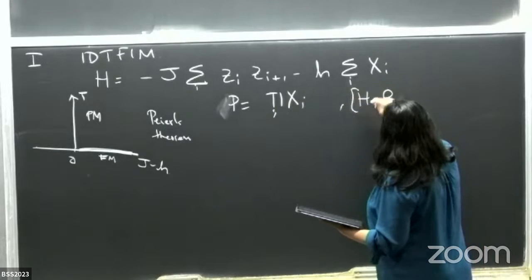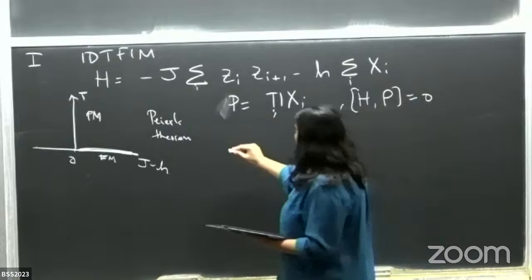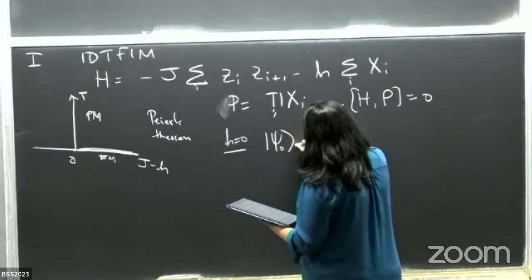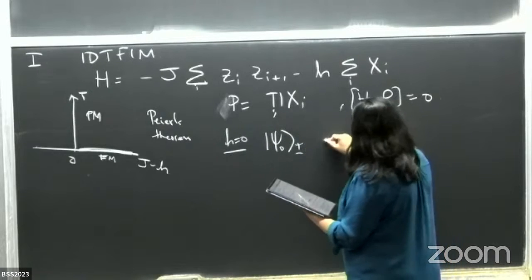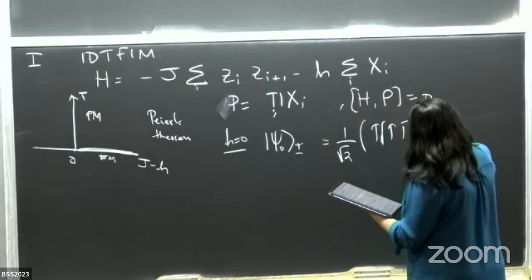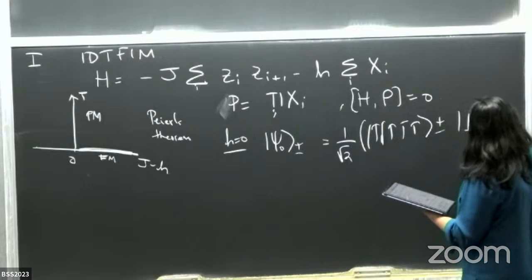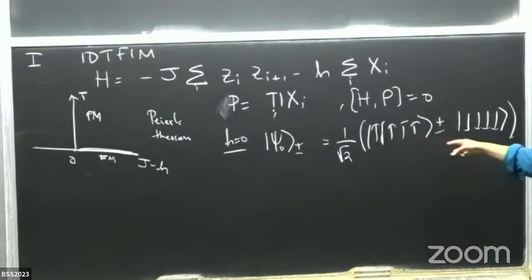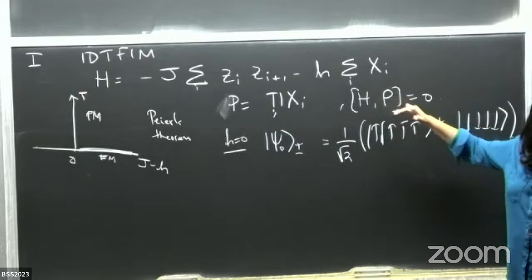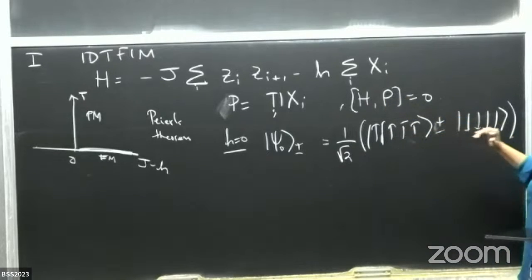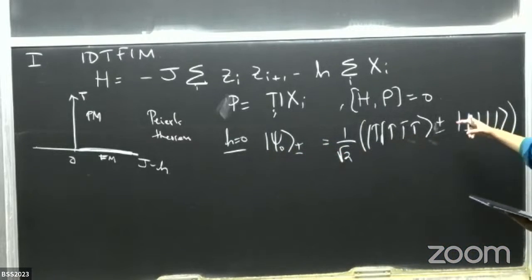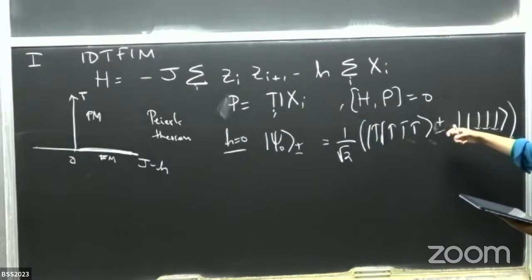And strictly at H equals 0, so for zero transverse field, we have two Ising symmetric ground states, which are exactly degenerate, which look like Schrodinger cat states of this form. You have the all up state and the all down state. If I only had the all up state, that would not respect the Ising symmetry. That's a symmetry broken state. So your symmetric ground states, which are exactly degenerate at H equals 0, look like these Schrodinger cat states of up and down with this plus or minus cat.